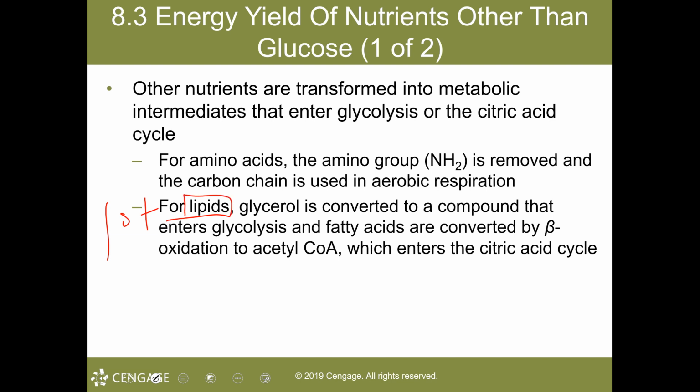Lipids, class, can also be converted. And I say for those that would love to be what I call a nurse, a doctor, or just anything in class in a health-related field, please pay especially attention here. What happens, class, is that glycerol is converted to a compound that enters, of course, into glycolysis, and the fatty acids, class, are converted by way of beta oxidation into acetyl-CoA, class, they will then ultimately enter the citric acid cycle.